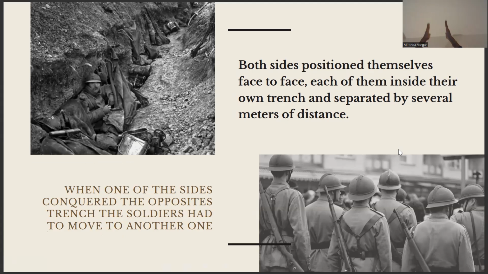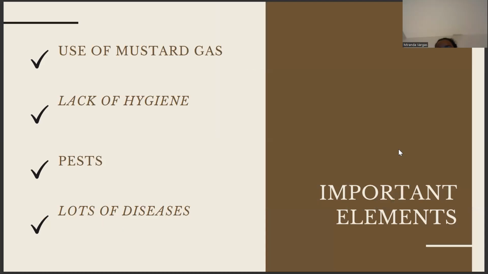You're here, then you move and you move. But then you can move back and then move back. It was really, really slow and really obsolete. I'm gonna highlight some important elements of the war in the trenches. First of all, the use of toxic gases for the war. There was no such thing before World War One. World War One was the beginning of the use of toxic gases, and in the trenches it was one of the main weapons, especially the mustard gas.